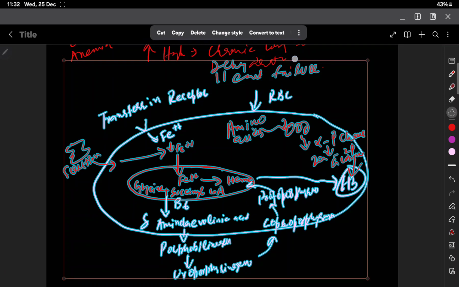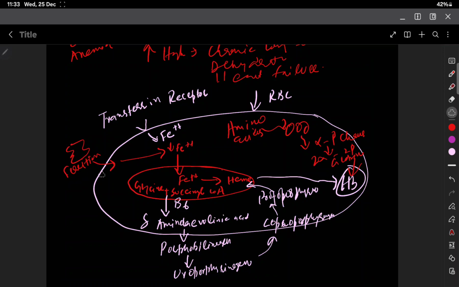Okay, so how is the hemoglobin formed in our body? First there will be a transferrin receptor which transports the iron from outside of the cell to the inside of the RBC. Okay, and there is one more source of the iron, which is ferritin. This iron enters into the mitochondria of the RBC. In mitochondria there is glycine plus succinyl coenzyme A, which react together in presence of vitamin B6, and after a series of reactions they form protoporphyrin. This protoporphyrin then reacts with the heme, which has already been transported from outside, and forms hemoglobin.